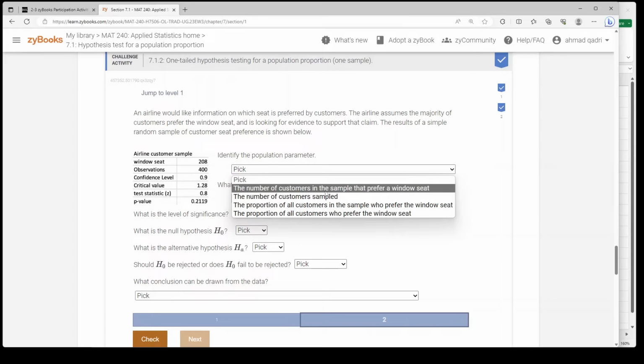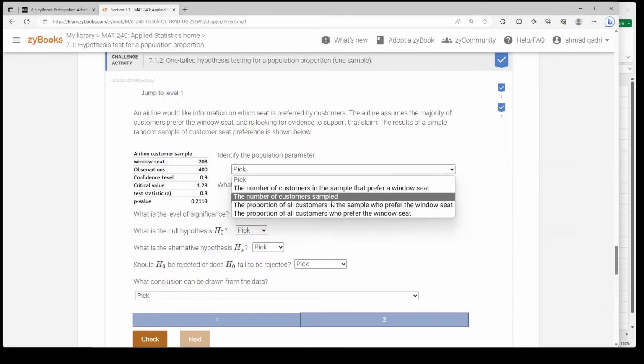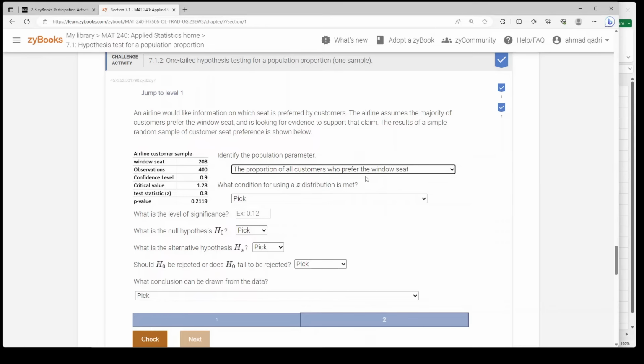Now again, we recall that the population parameter is the unknown value that we're trying to estimate using a sample. So the population parameter will not involve anything related to the sample. All these three options here are about the sample, so those are not correct. Here, the proportion of all customers who prefer the window seat is the correct response, because this is what we're trying to estimate using the sample.